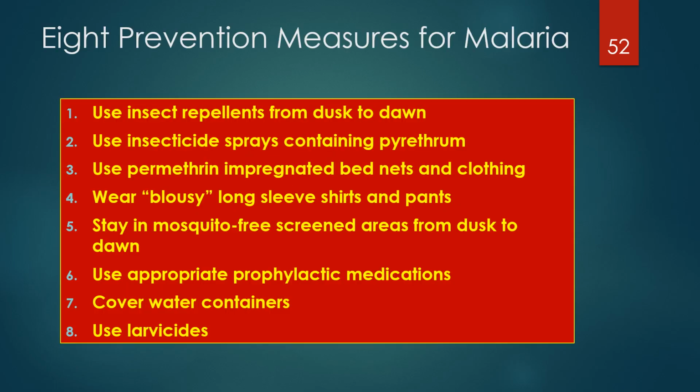These are 8 prevention measures for malaria that, if used appropriately, can reduce malaria transmission by 98%. 1. Use insect repellents from dusk to dawn. 2. Use insecticide sprays containing pyrethrum. 3. Use permethrin-impregnated bed nets and clothing. 4. Wear blousy, long-sleeve shirts and pants. 5. Stay in mosquito-free screened areas from dusk to dawn. 6. Use appropriate prophylactic medications. 7. Cover water containers. And 8. Use larvicides.